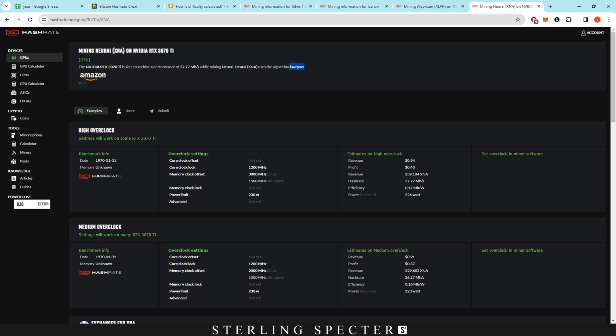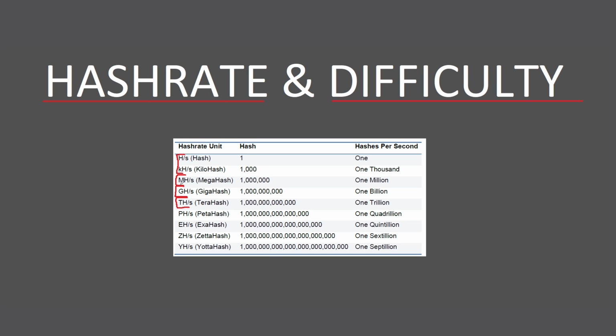Then if we look at the same 3070 Ti on the Kaspa algorithm, this is for NeuraI, but it will apply to any Kaspa algorithm coins, you can see that the hash rate is only 37.77 megahash. So within this megahash range, we had megahash for the Kaspa algorithm. However, the 3070 Ti on the Blake3 algorithm gave us a gigahash figure. So it is very network dependent how much hash rate you can get on different cards, and you're going to have to look into that.